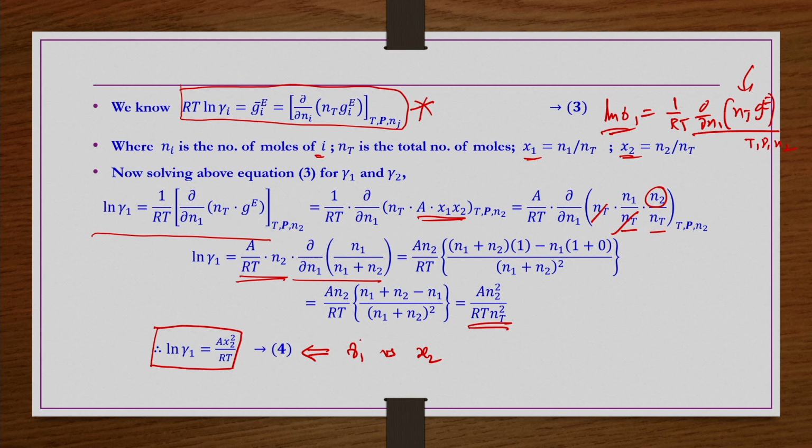Why? Because this gamma 1 is there, because with this component 1, the component 2 is coming and mixing and then forming some kind of real solution. Non-ideality is there because of that second component. So, that is the reason in general these activity coefficients are represented as a function of the mole fraction of the other component.